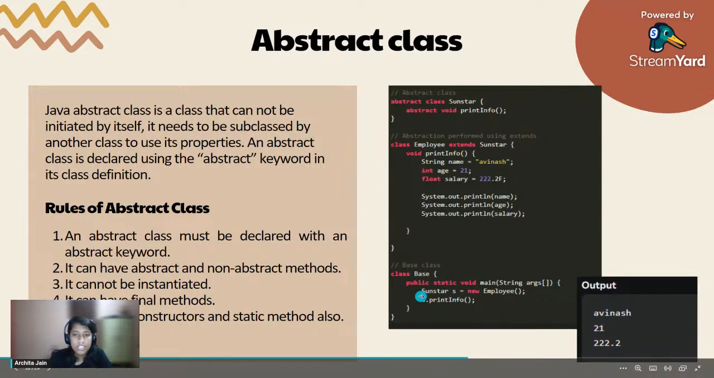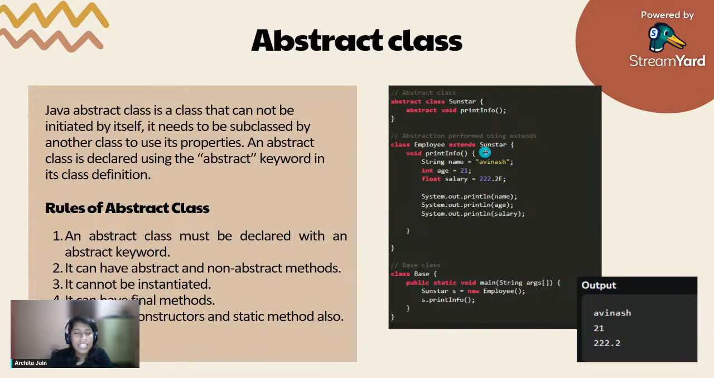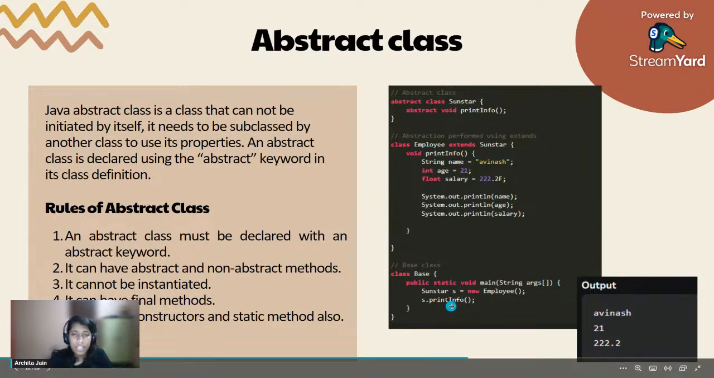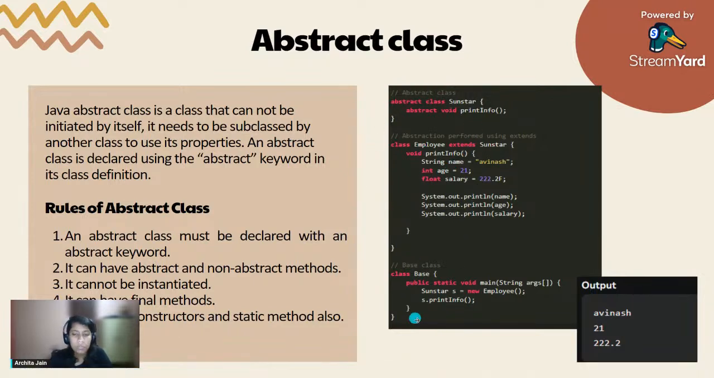And over here I have made an object S of Sunstar because I have extended it, I have inherited. That is why only I can make the object of it. You're going to get confused that right now I said that an abstract class's object cannot be made, right? But in this case I am making the object. But if that abstract class is being inherited, then we can make the object.